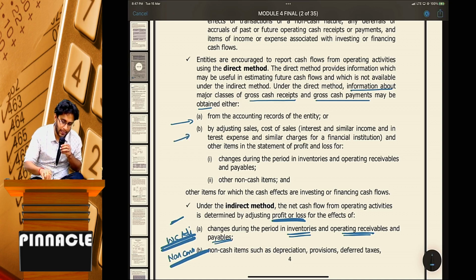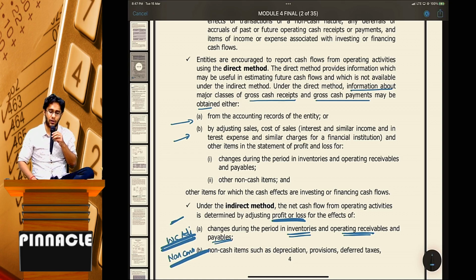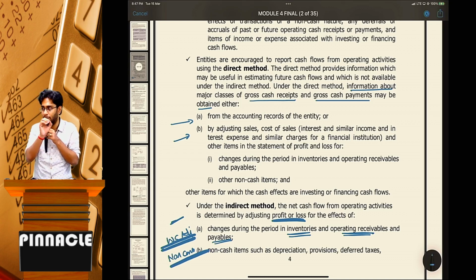What is that? By adjusting sales, cost of sales and other items in the statement of profit and loss for changes in the period in inventories, operating receivables and payables and other non-cash items and other items for which cash effects are investing or financing activities. You observe carefully, this type of presentation was not there in IPCC. It is a new presentation.